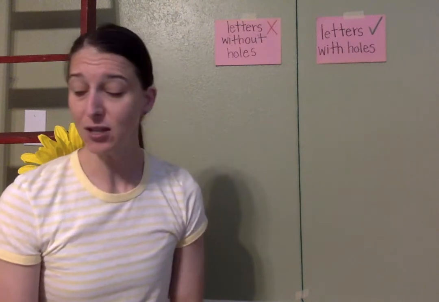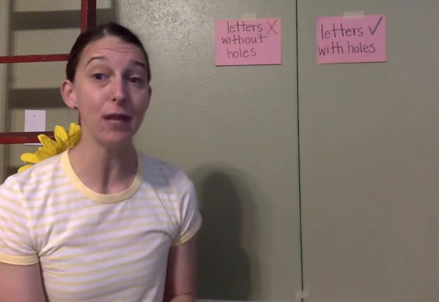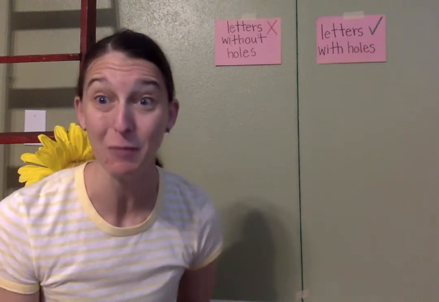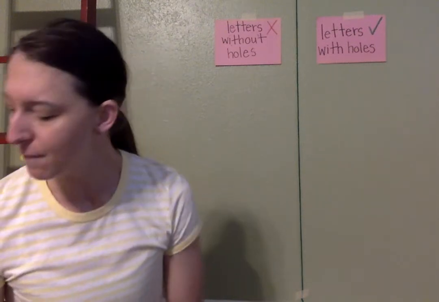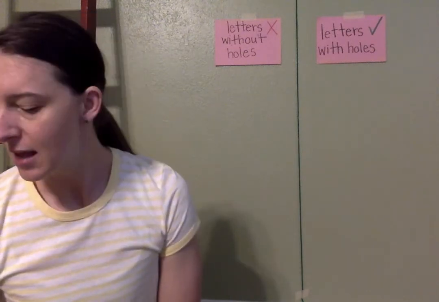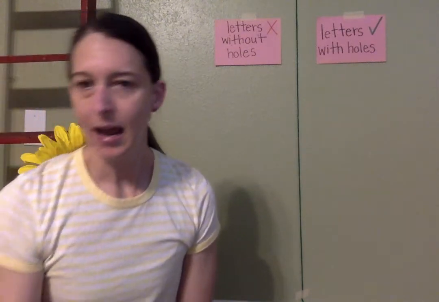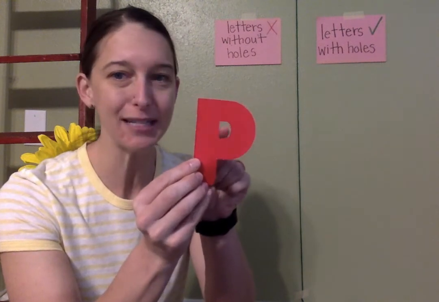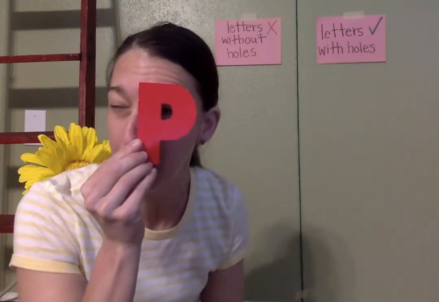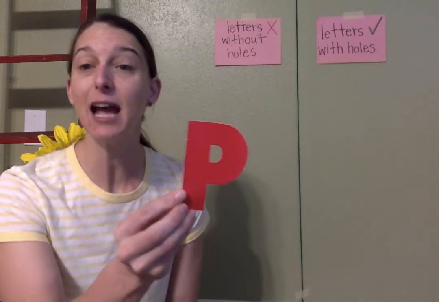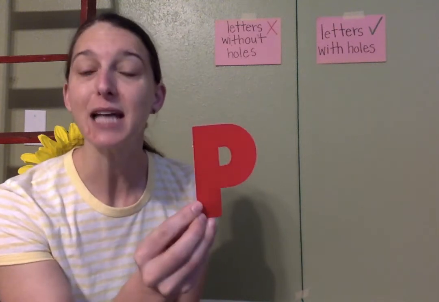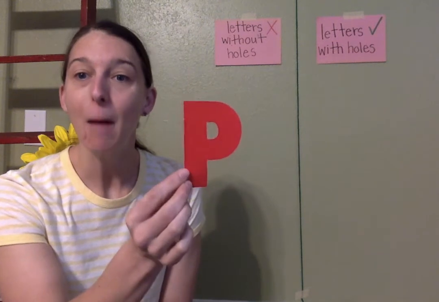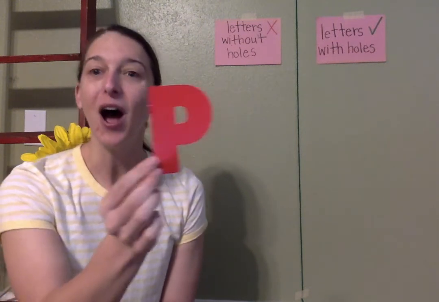So let's look at our first letter. I'm going to tell you the name of the letter and the sound that it makes, and you can do it with me if you want. I'm going to first start with a letter that has a hole. Can you see that hole? I can stick my finger through it. I can look through it with my eyeball. This is letter P. P says p, p, p. Will you say it with me? P, p, p, p. Awesome job.